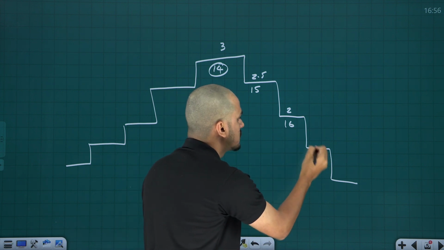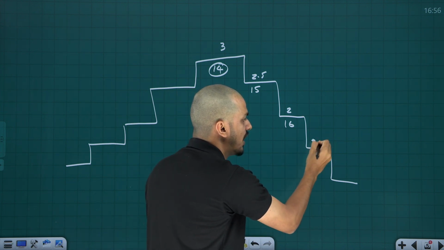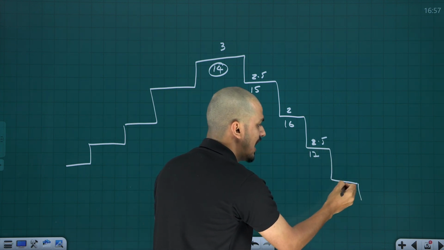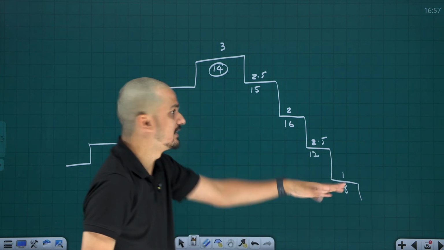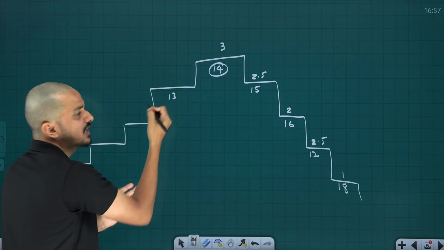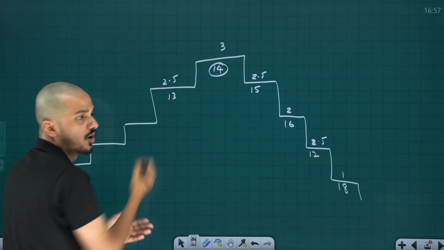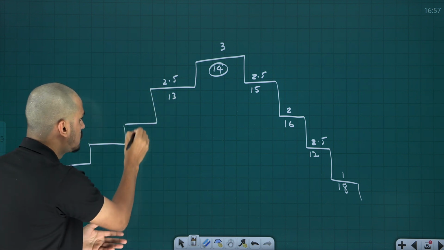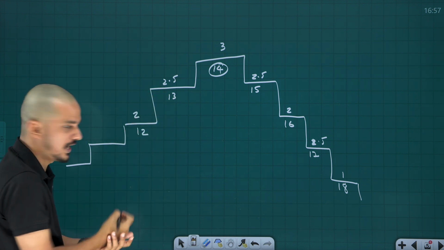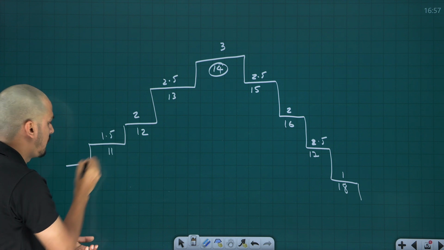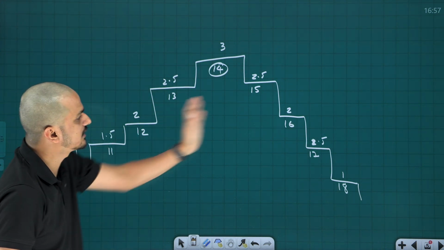Okay. 17 comes means 1.5. Then again 18 comes means 1. Like that. Here also same. 13 comes means 2.5. Okay, 13 comes means 2.5. 12 comes means 2. Okay, then 11 comes means 1.5. 10 comes means 1. Like that you can assume.